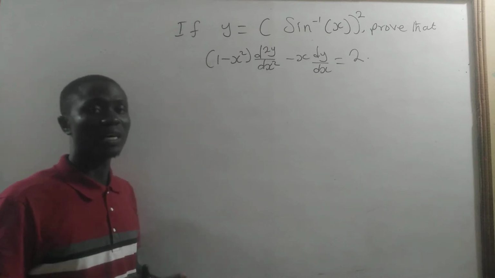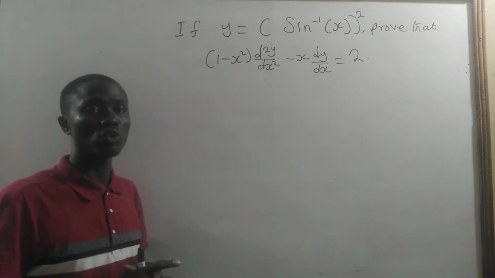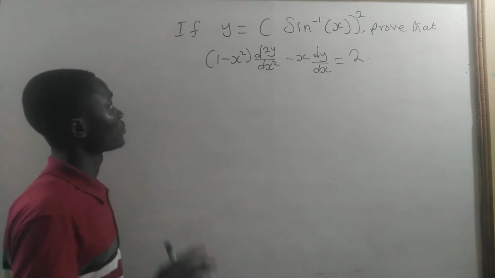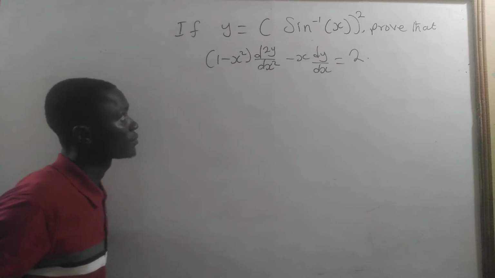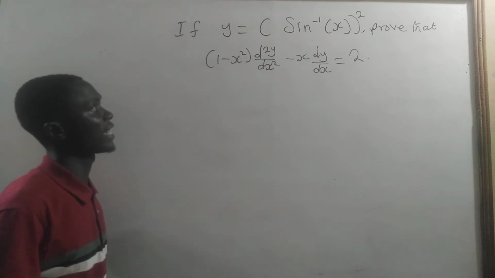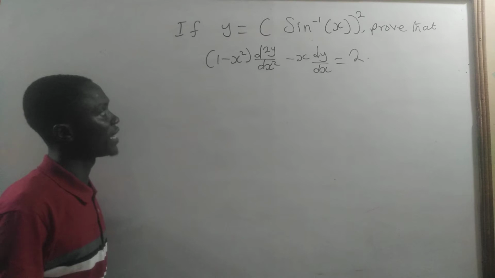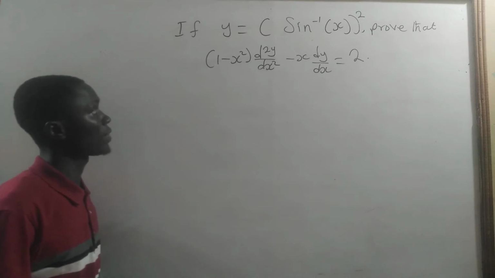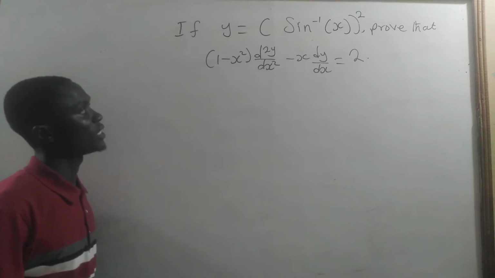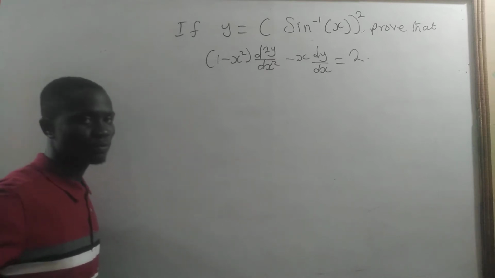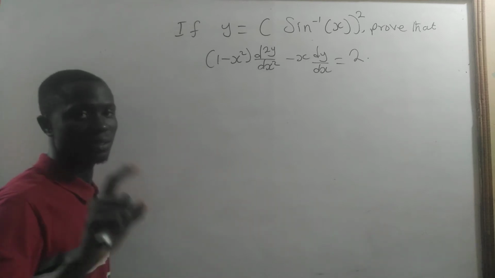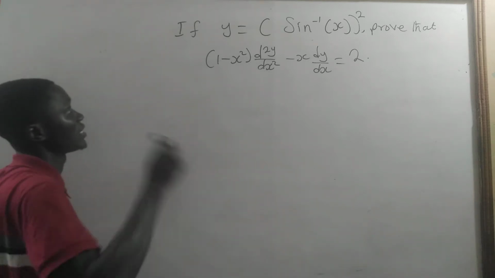In this lesson, we'll be looking at this question. Thanks to Ebenezer Boham from University of Ghana, Legon, for sending me this question. If y equals (the inverse sine of x) squared, prove that (1 minus x squared) times d²y/dx² minus x times dy/dx equals 2. Join me as we prove this within some minutes.